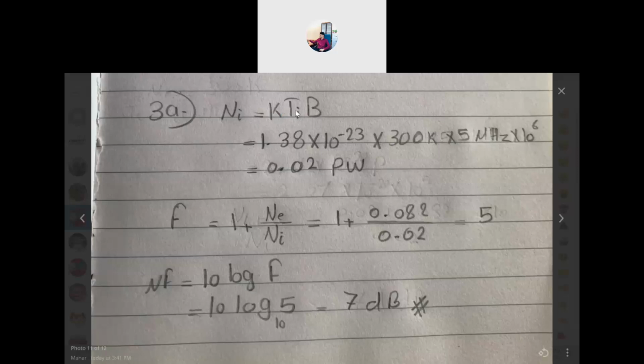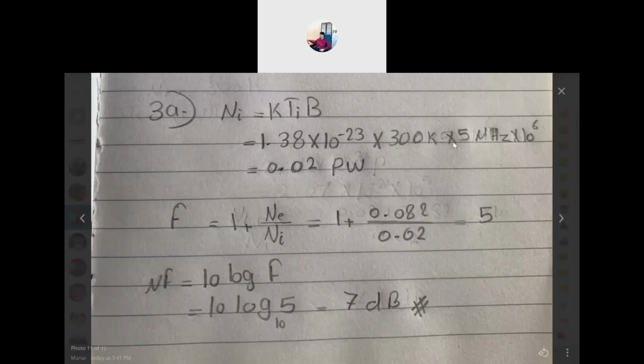Ni equals kTiB. So 1.38 times 10 to the power of minus 23, this is the Boltzmann constant. And then the temperature, 300 Kelvin, 300 K. Maybe no need to put K here, Mana. It depends on you, but hopefully you don't get confused. Otherwise, you might accidentally press it on your calculator as 300K meaning 300,000. Understand, Mana? Just thumbs up if you understand.